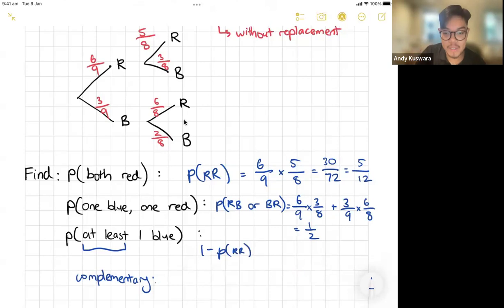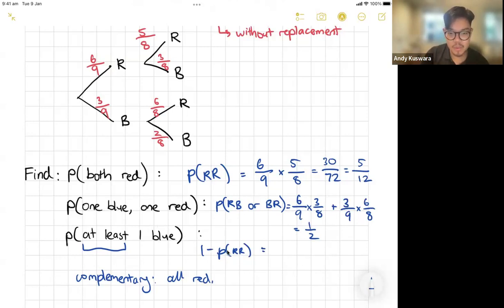Now, if that's not making sense, pause the video and try to make sense of it. Why is at least one blue the same thing as one minus the complementary, which is all red? Because if it's not all red, that means at least one of them is blue. A little bit confusing. See if that makes sense to you.